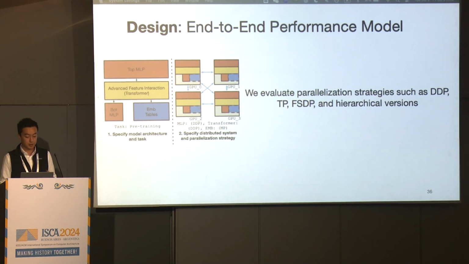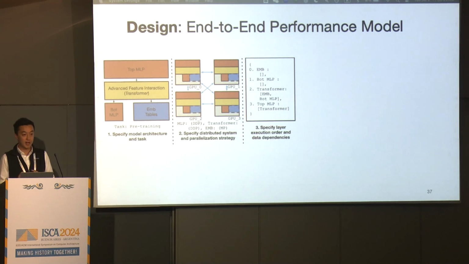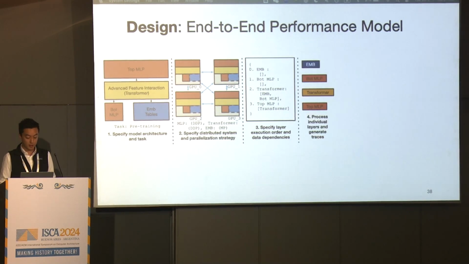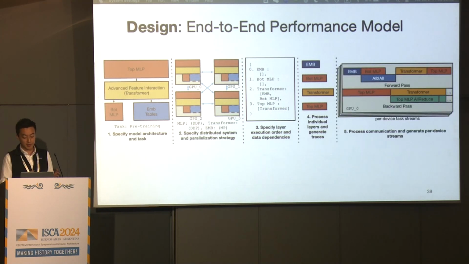You can do the specification by layer type. As I said earlier, there are different parallelization strategies you can use. Third, you specify the order in which you execute the layers. Fourth, you process the individual layers and generate traces for each layer. And last but not least, you piece together the traces so that you get a full, complete picture of the compute and communication required to execute this model with the parallelization.